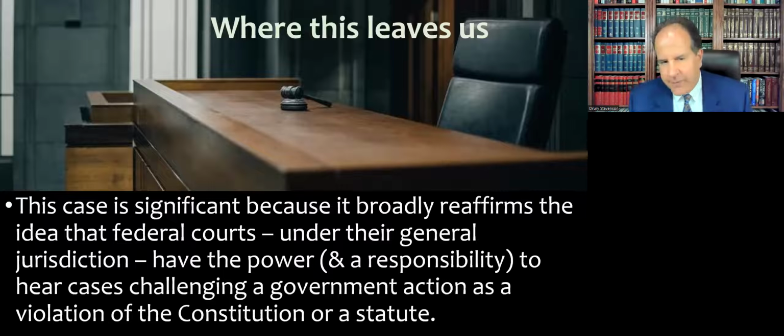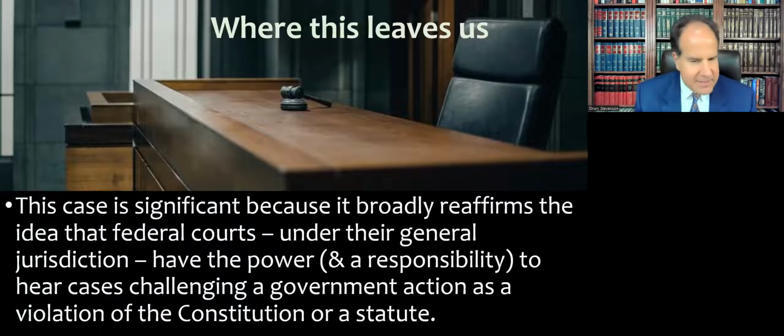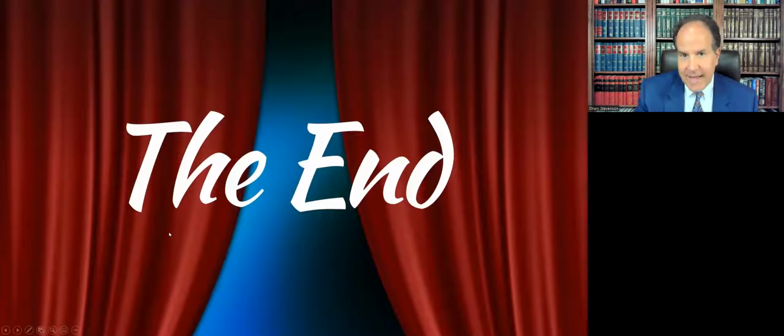Now, where does this leave us? Well, the case is significant because it broadly affirms the idea that federal courts, under their general jurisdiction, have the power and maybe the responsibility to hear cases challenging a government action as a violation of the Constitution or a statute. In other words, we call it non-statutory review because we don't have a statute that authorizes lawsuits, but we have the government acting in a way that is in contravention of law, that it seems to violate either the Constitution or a statute. And so the courts have got to be there for some reason, and they're basically saying we're here to review that. And that concludes our brief lecture about Chamber of Commerce versus Reich.